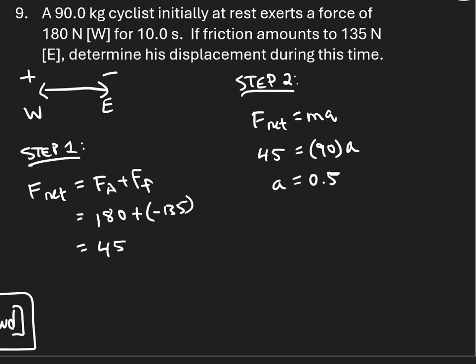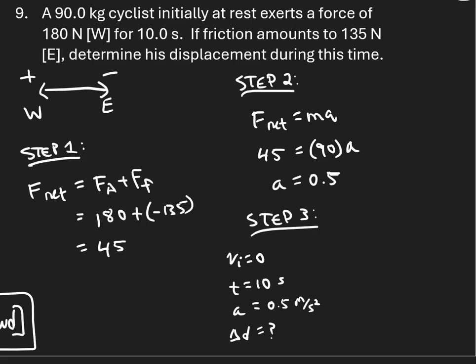Okay, now we're going to rely on some kinematics. We're going to go back to kinematics for our final step, step 3. Let's see what we know and what we need to know. We see it's initially at rest, so our initial velocity is 0. We know that our time is 10 seconds. We know that our acceleration is 0.5 meters per second squared because we calculated that. And we want to know our displacement. We don't know what it is.